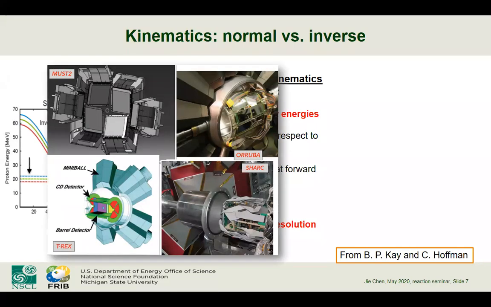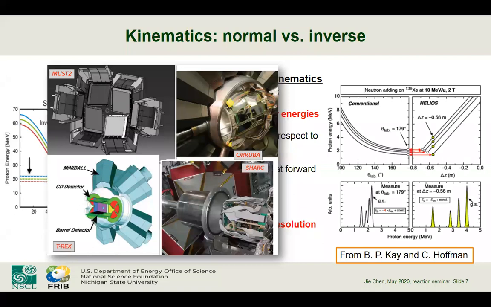Here I show you some famous equipment all around the world, which were designed to carry out the measurement for one-nucleon transfer reactions in inverse kinematics. Another well-known equipment, HELIOS, has overcome the kinematic compression by applying a magnetic field. This equipment has been used in some of the work I will show you later.